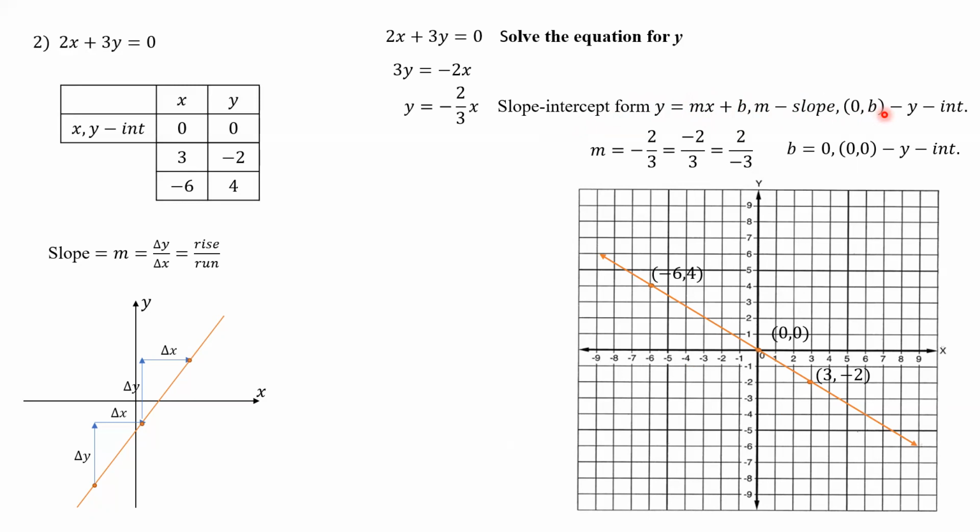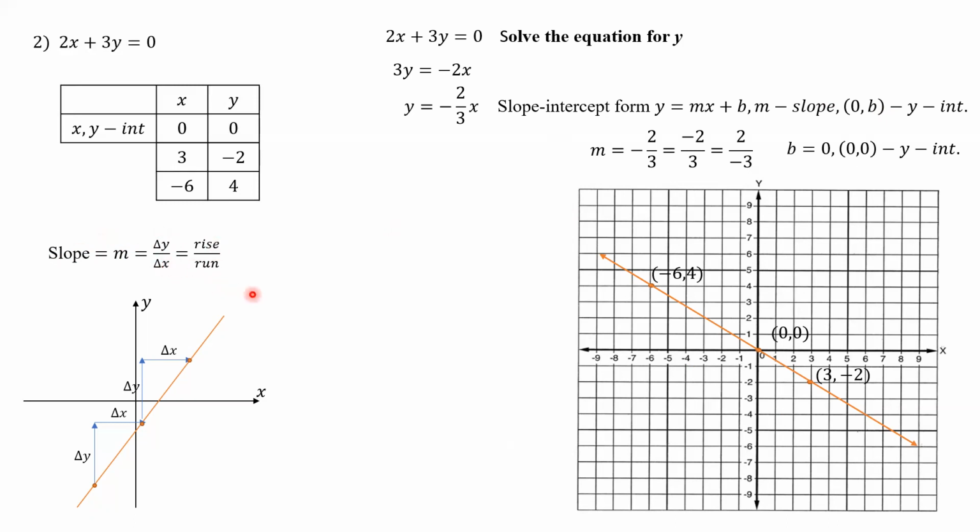Now, we already know what the y-intercept is. Let's say a few words about the slope. Slope, often denoted as m, is the ratio of delta y over delta x, change in y over change in x, or simply rise over run.